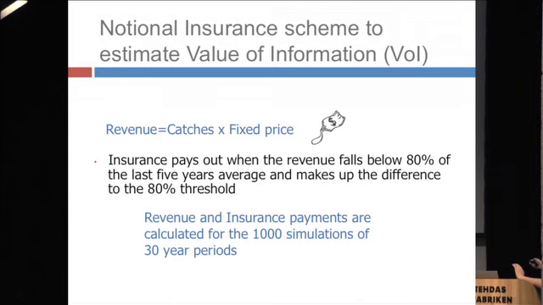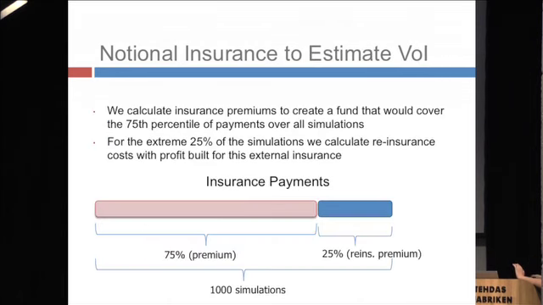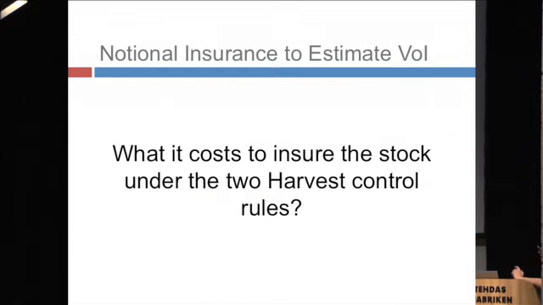So we calculate revenue and insurance payment for all the simulations, and we sort them from the smallest to the biggest. The premium is defined to cover this 75%. The remaining 25% is going to be covered by a reinsurance company. And now that we have premiums, reinsurance premiums, and revenues, we can answer this question: what does it cost to insure the stock under the two harvest control rules?